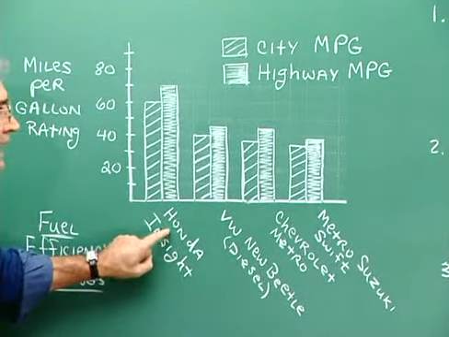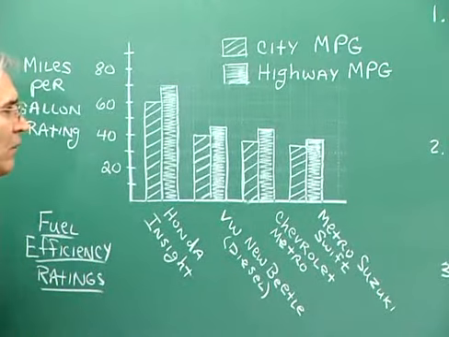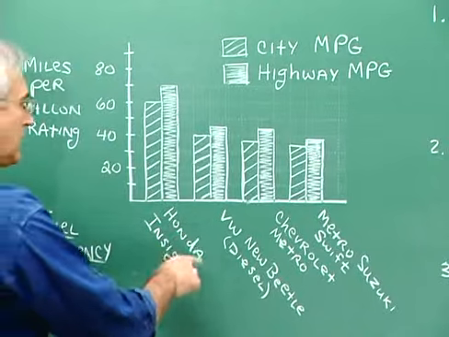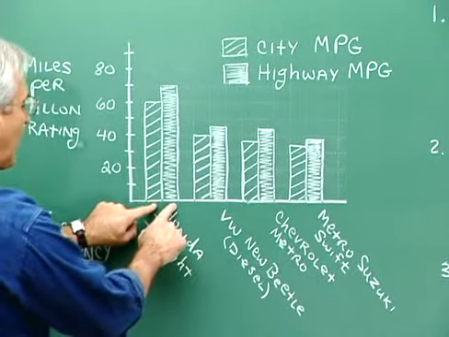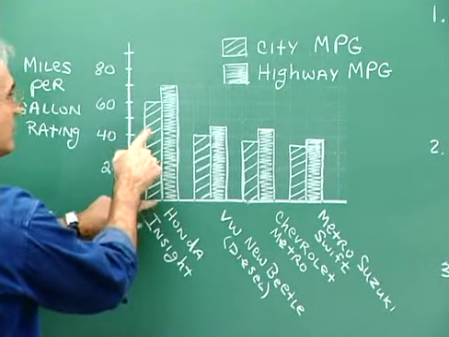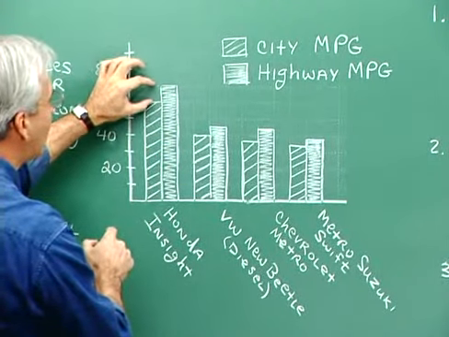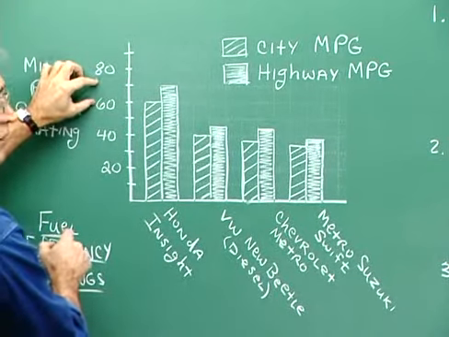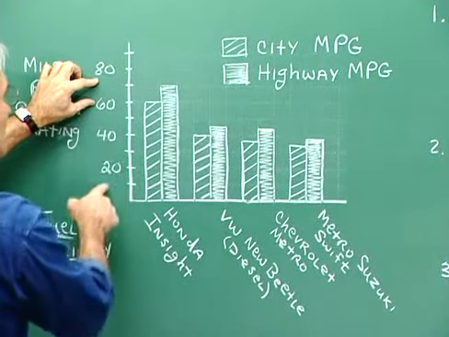Item number 2 says, approximately how many more miles per gallon does the Honda Insight get while traveling on the highway than in the city? So we're dealing with one automobile now. How much greater mileage do we have on the highway than in the city? All we're doing is looking at the difference in the height of the bars and noticing how that translates over here on this left column.